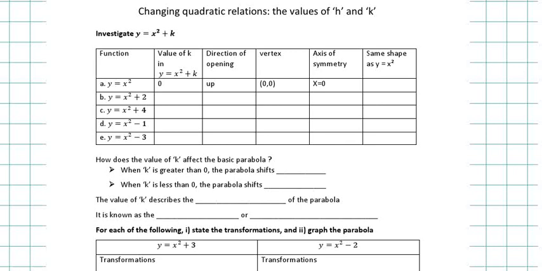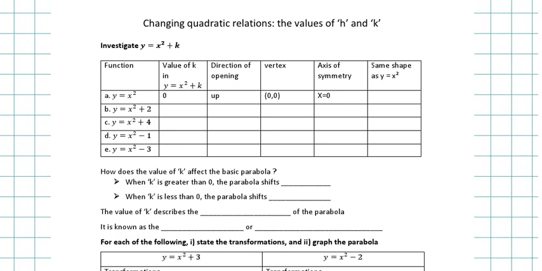So yesterday and the day before we were exploring what ax squared does. Today we're going to explore y equals x squared plus k. So you have the x squared, which is your parent function, and you're adding or subtracting something to it. So your function is going to look like this, where you have x squared plus 2, x squared plus 4, x squared minus 1, x squared minus 3. So it's the x squared and the number added or subtracted to it. So we're going to investigate what happens to the function if you do that.